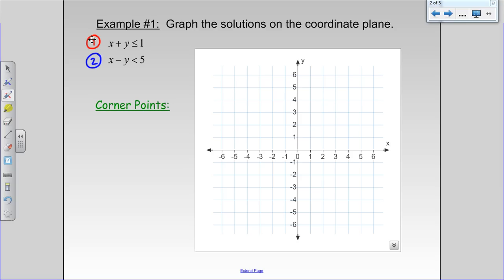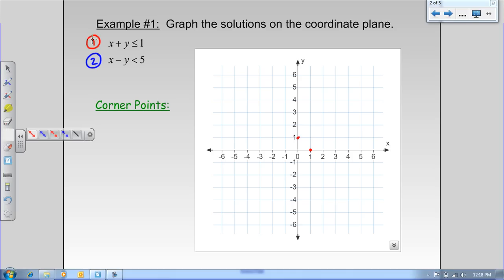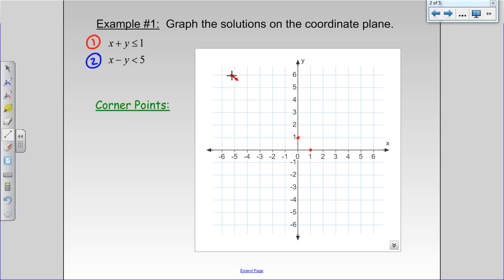The boundary line for the first inequality is the line x plus y equals 1. This line has an x-intercept of (1, 0) and a y-intercept of (0, 1). Because we have a less than or equal to sign, we'll use a solid red line to graph our boundary line.